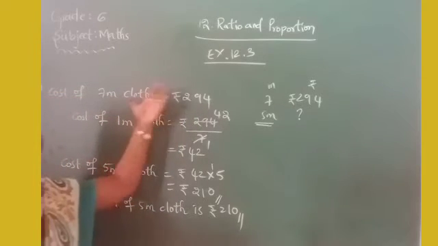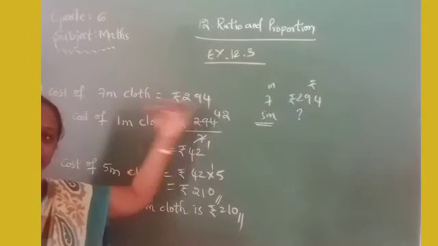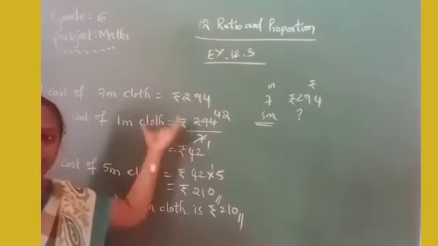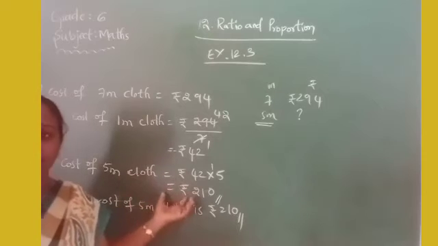In some textbooks the value is changed here. You can write any number, whichever number they ask. First find the one unit. After that, for the required number of units, you multiply.